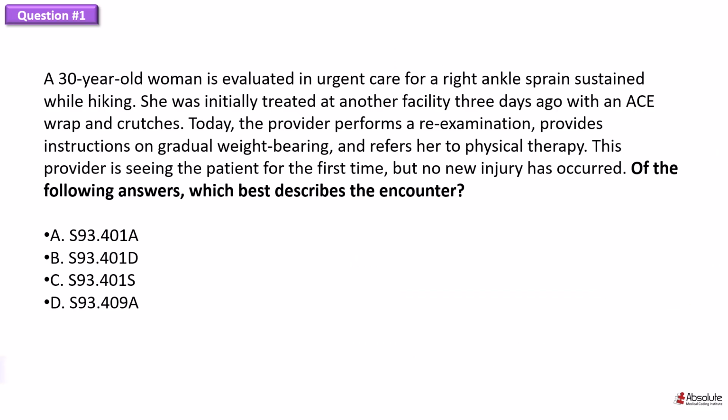Hello, coders. I hope you're doing well. Here is question number one. Of the following answers, which best describes the encounter? A. S93.401A. B. S93.401D. C. S93.401S. Or D. S93.409A. A 30-year-old woman is evaluated in urgent care for a right ankle sprain sustained while hiking.